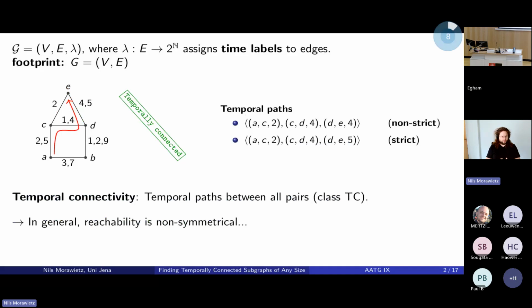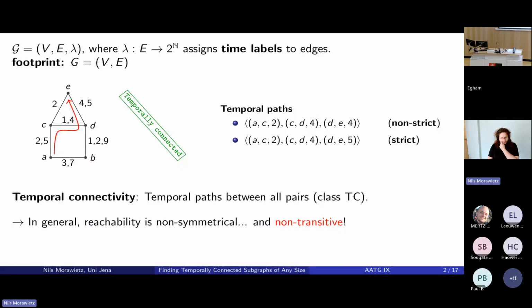But the thing with temporal paths is they are in general not symmetrical. So if I can go from X to Y, I cannot necessarily go from Y to X, which would be the case in an undirected static graph. But in some sense, even worse, the reachability is not necessarily transitive. So if I can go from A to D and I can go from D to Y, then I cannot necessarily go from A to Y.